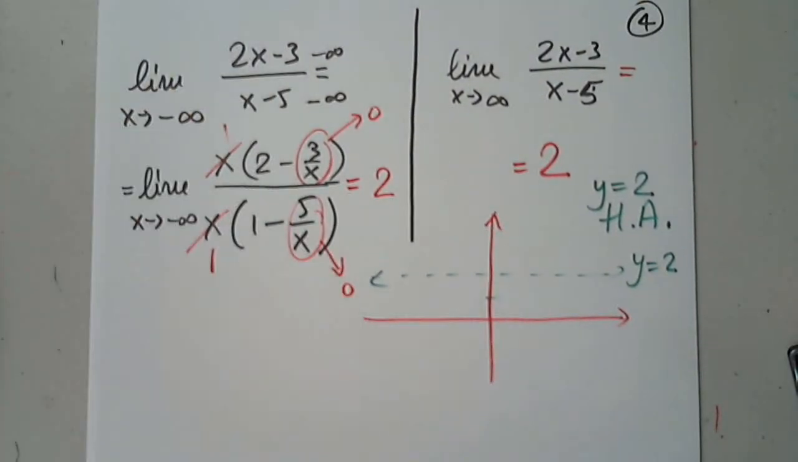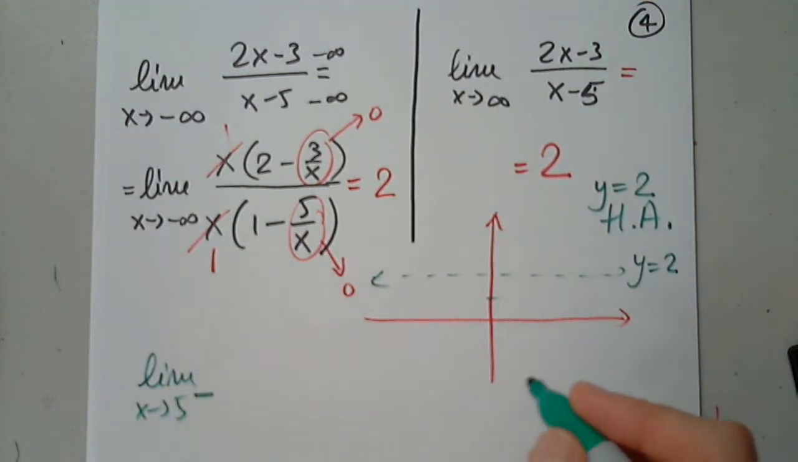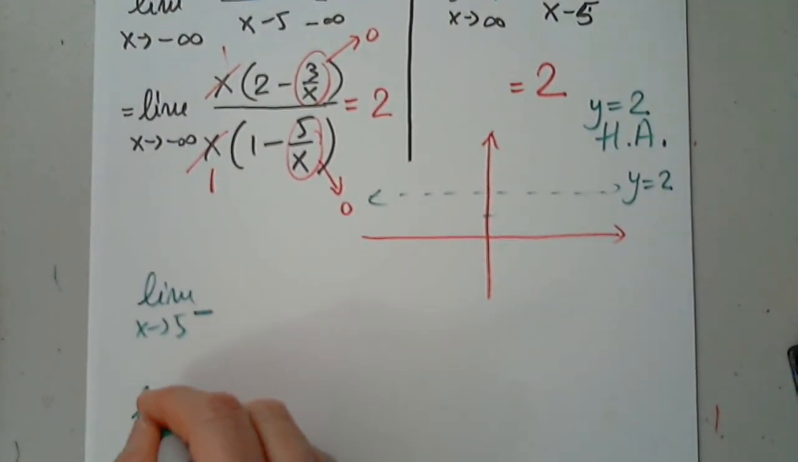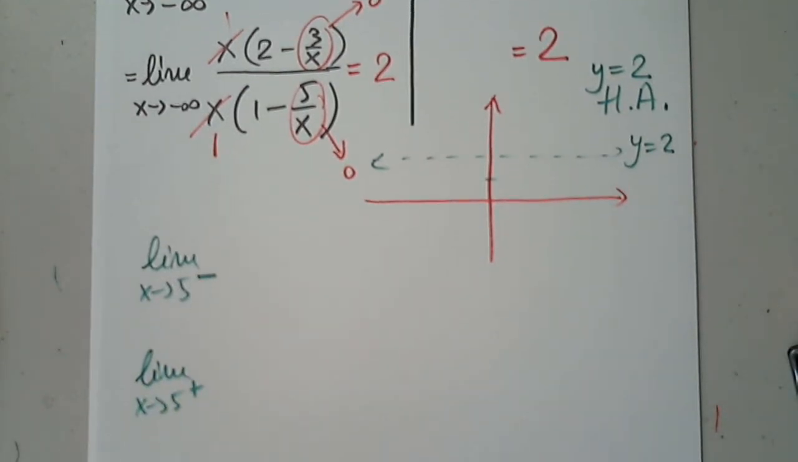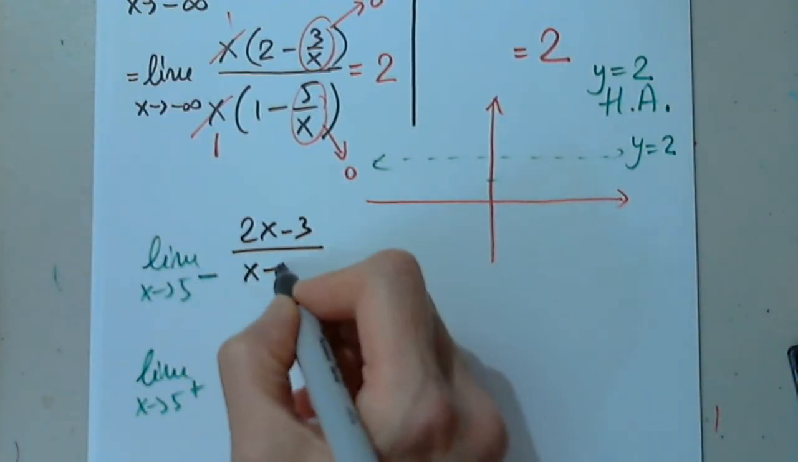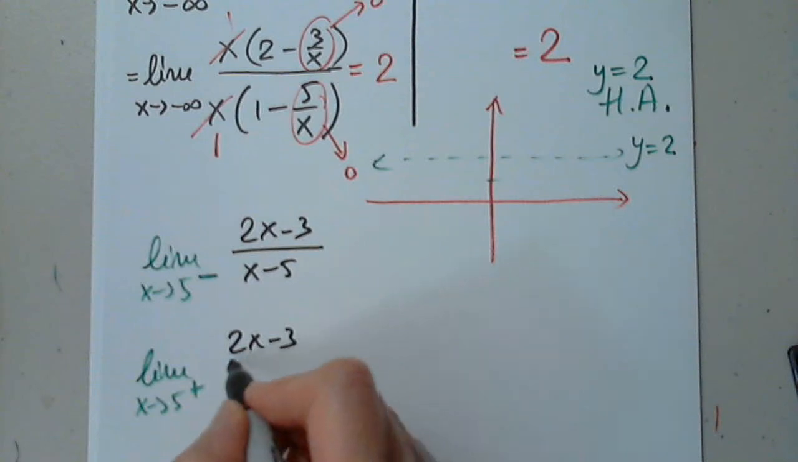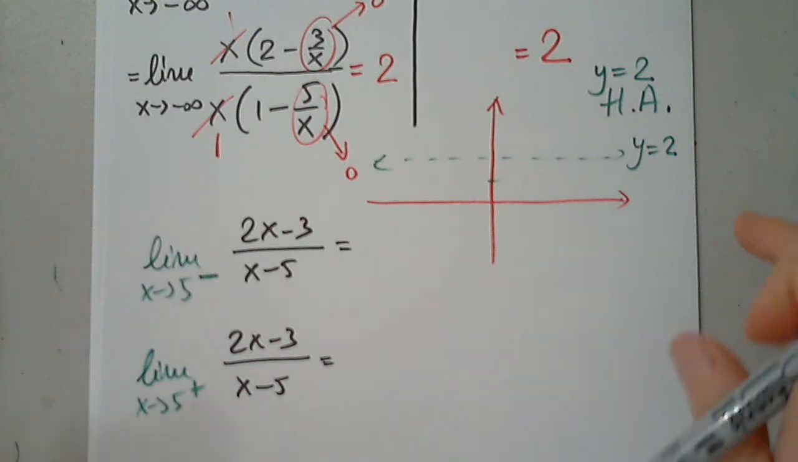Okay, so let's find the limit. So we have the limit as x approaches 5 from the left, and the limit as x approaches 5 from the right, of the function, of course. 2x minus 3 over x minus 5. We're asked to find limits. Again, and again, the same thing. You thought you could leave the limits behind. No, it's not going to work.